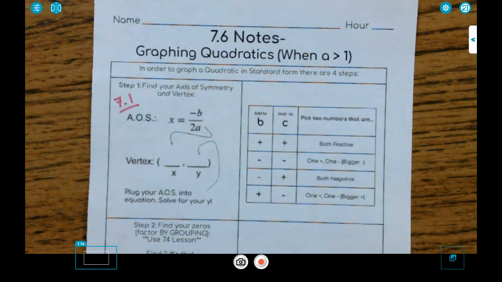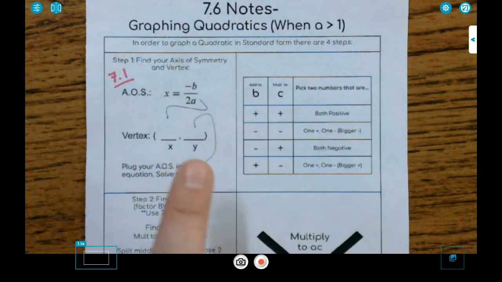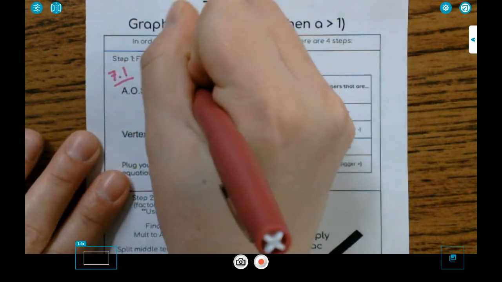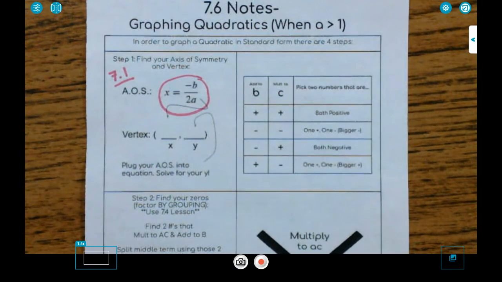So step 1 is what we did back in 7.1. It's to find our axis of symmetry and vertex. We use the same formula every time: x equals negative b over 2a. That's what you're always going to start with. And then once you figure that out, you plug that in for x to find your corresponding y.